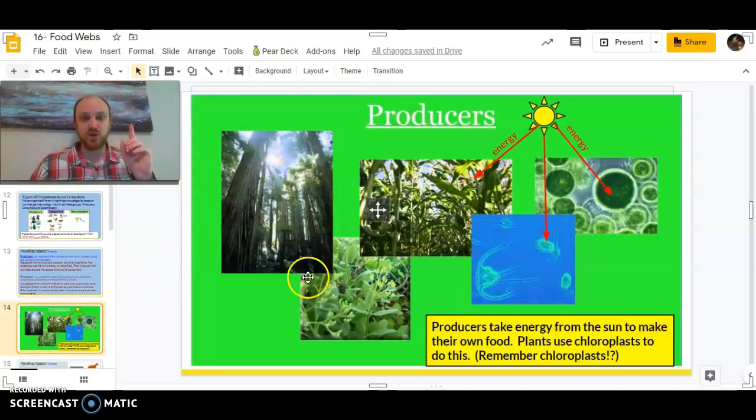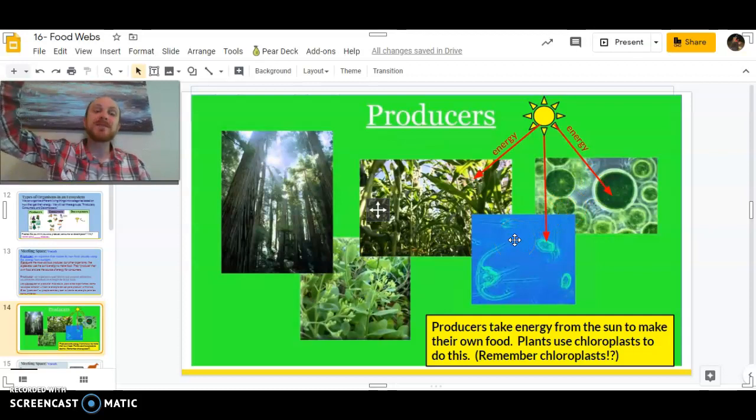Here are some examples: trees, plants. These are those microscopic things I'm talking about. Look at the sun. Look at the energy arrows going from the sun to the plants. The energy is moving from the sun to the plants. Okay.